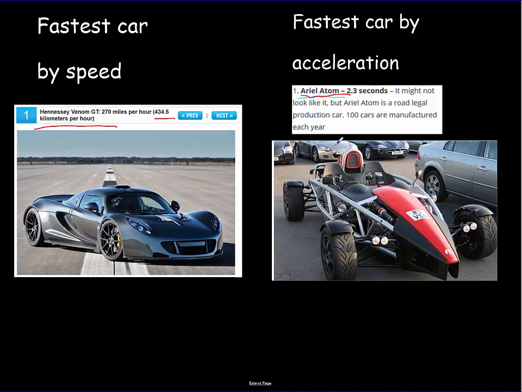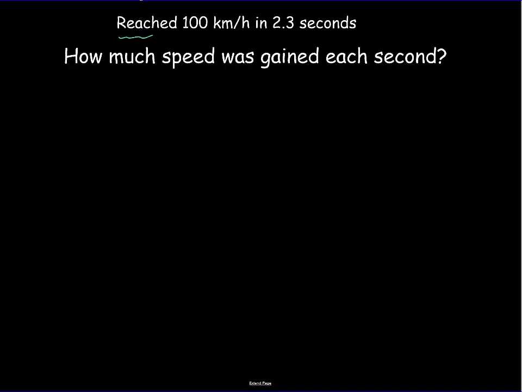But what it can do is it can reach 100 kilometers per hour in only 2.3 seconds. It can get up to speed more quickly. That is, it has more acceleration. So this Ariel Atom can reach a speed of 100 kilometers per hour in only 2.3 seconds. So we might ask the question, how much speed was it gaining every second? Well, it gained 100 kilometers per hour of speed in 2.3 seconds.